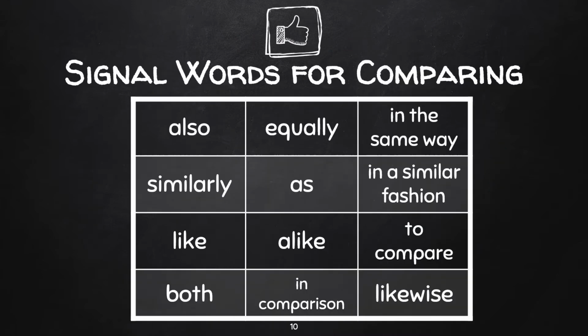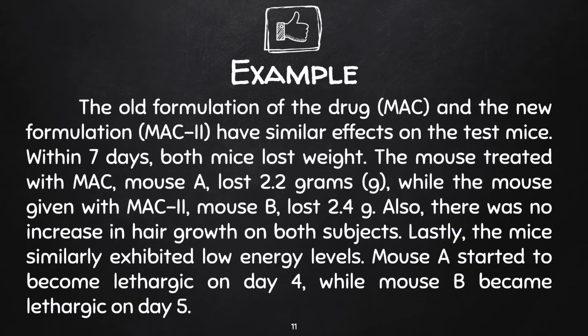The following are the signal words for comparing: also, equally, in the same way, similarly, as, in a similar fashion, like, alike, to compare, both, in comparison, and likewise. Let's have this paragraph as an example. The old formulation of the drug MAC and the new formulation MAC2 have similar effects on the test mice.